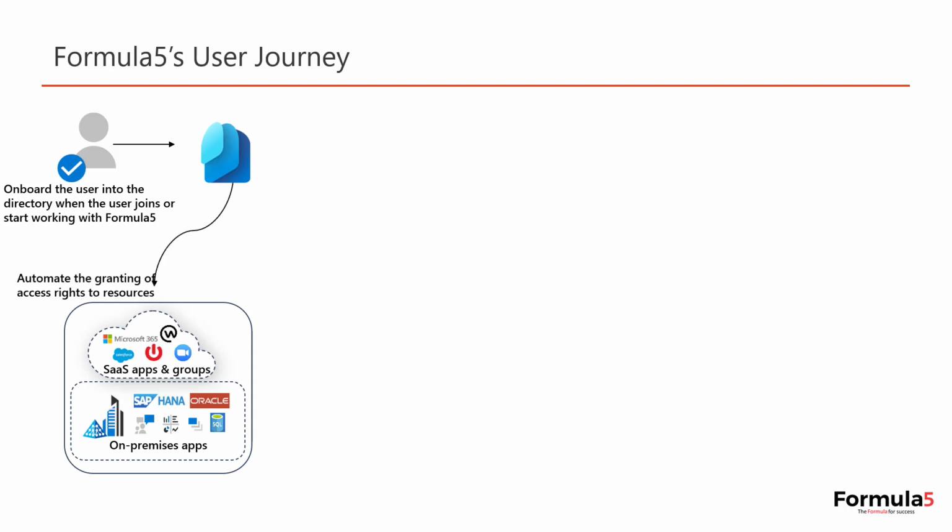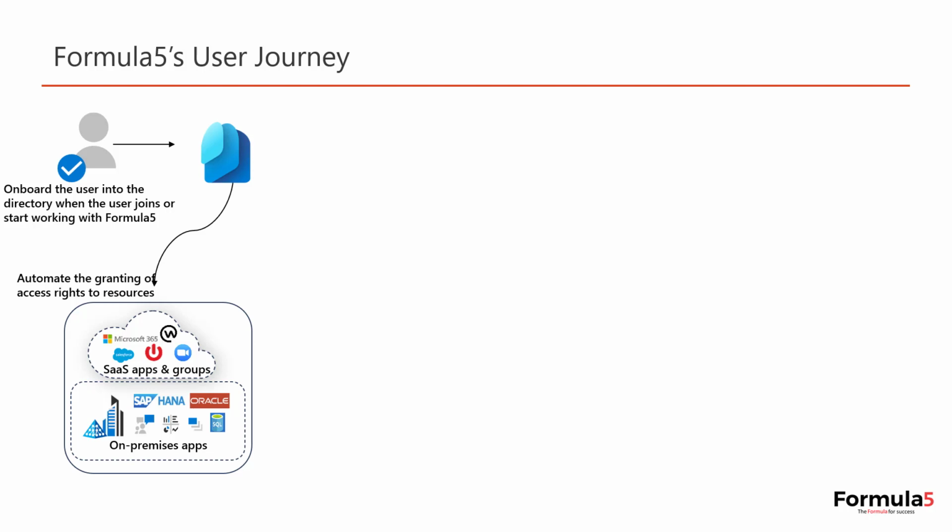So now let's talk about Formula 5's user journey in the context of ID Governance. At the beginning, a new user is joining Formula 5 and an account is created in the Microsoft Entra ID tenant. And obviously, when this new user is joining Formula 5, this user needs access to specific applications and resources, so we can automate the granting of access rights to those resources.